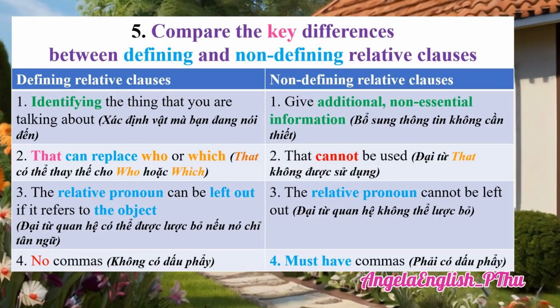5. Compare the key differences between defining and non-defining relative clauses. Defining relative clauses: 1. Identify the thing that you are talking about. 2. That can replace who or which. 3. The relative pronoun can be left out if it refers to the object. 4. No commas. Non-defining relative clauses: 1. Give additional, non-essential information. 2. That cannot be used. 3. The relative pronoun cannot be left out. 4. Must have commas.